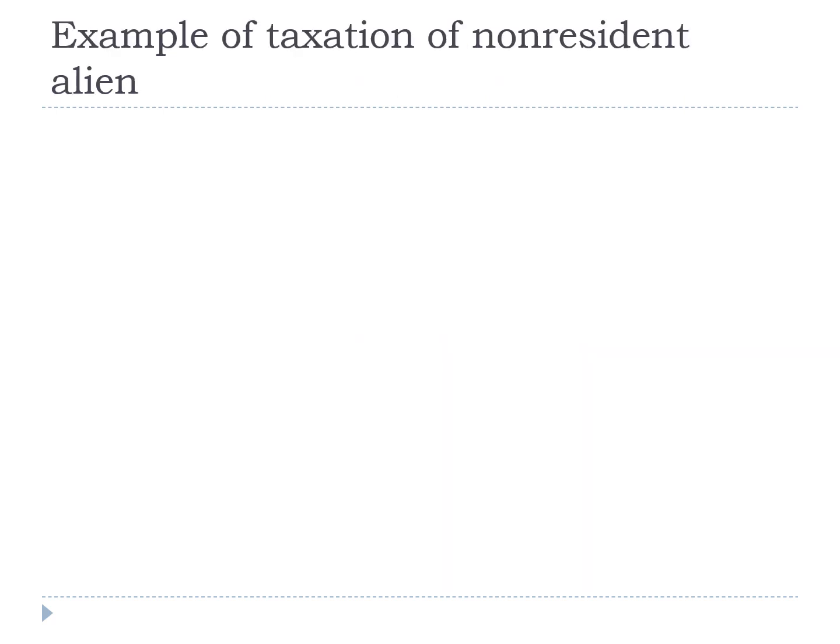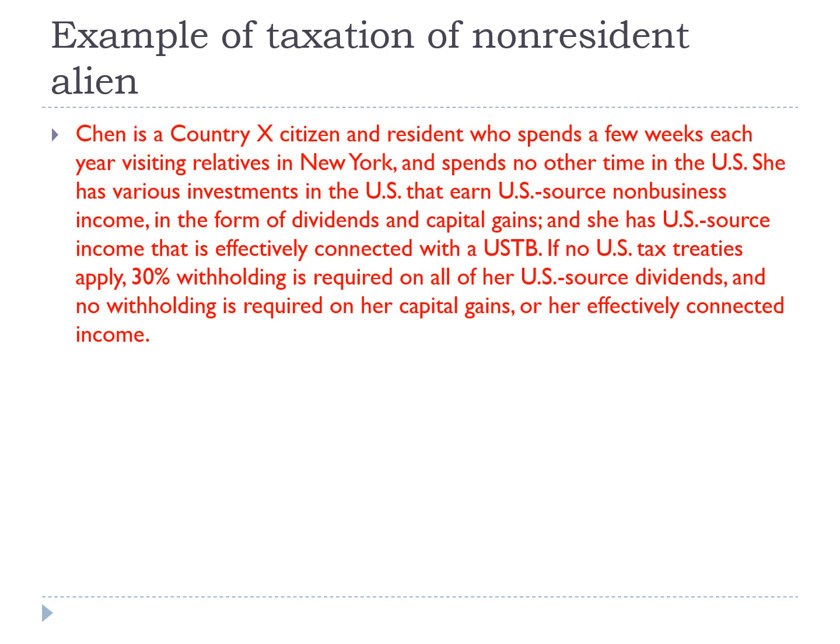Here's an example of taxation of a non-resident alien individual. Chen is a country X citizen and resident who spends a few weeks each year visiting relatives in New York and spends no other time in the United States. She has various investments in the U.S. that earn U.S. source non-business income in the form of dividends and capital gains, and she has U.S. source income that is effectively connected with a U.S. trade or business.